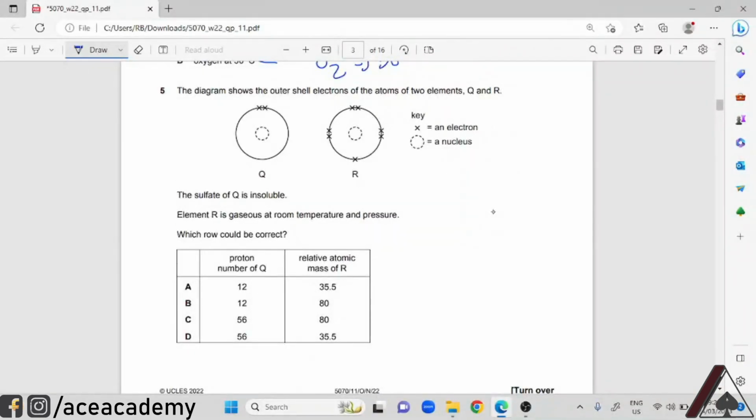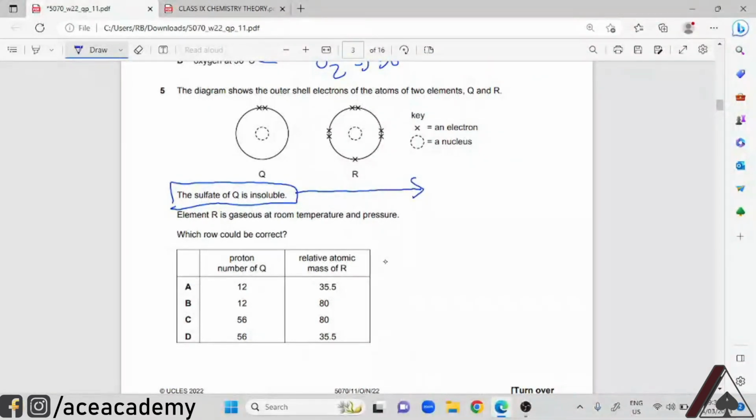For question number 5, the question says, the diagram shows the outer shell electrons of the atoms of two elements Q and R. They have given us this diagram, a dot and cross diagram. From the diagram, we can see that Q has 2 electrons in its outer shell and R has 7, right? And this represents the nucleus and X represents an electron. The sulfate of Q is insoluble, and element R is a gaseous substance at room temperature and pressure.